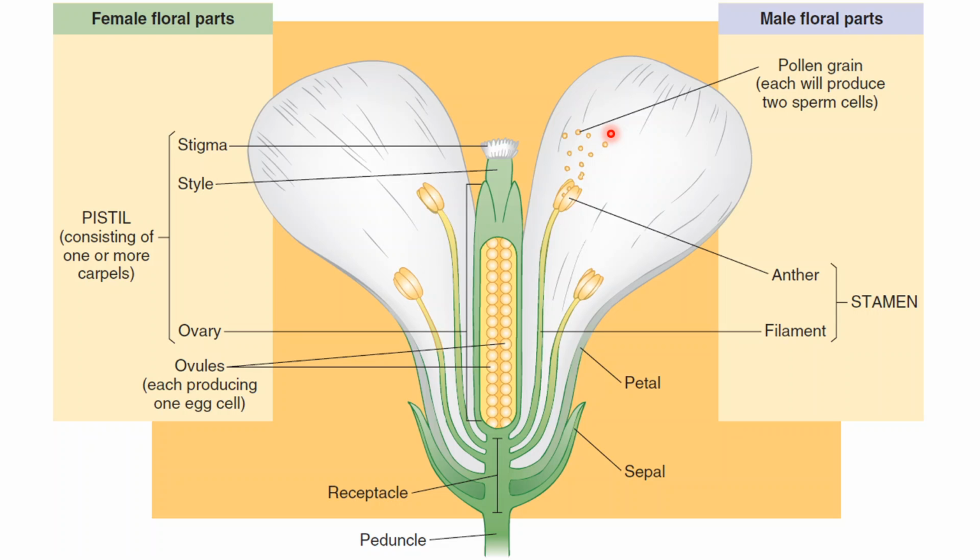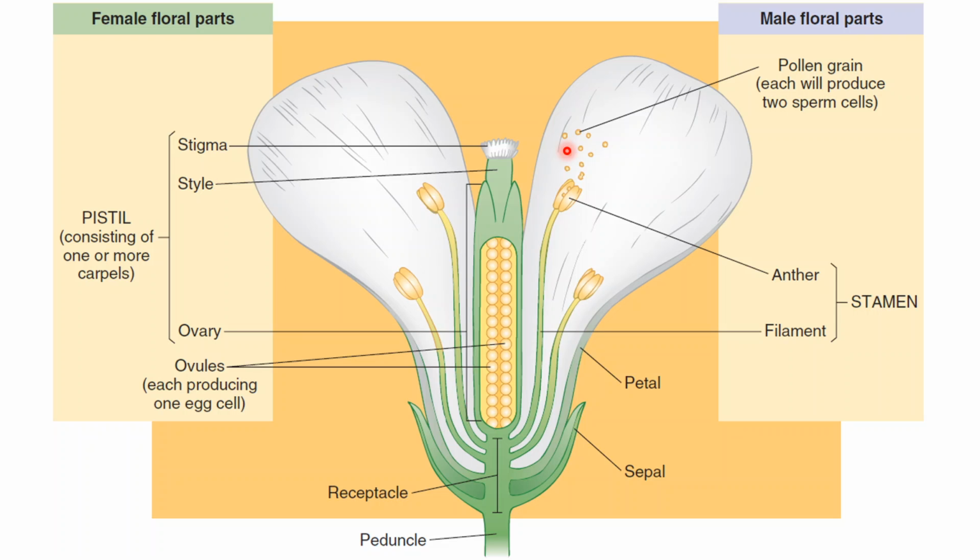At first, each pollen grain consists of two cells surrounded by a tough outer wall. So the wall will protect the pollen from the environment. One cell generates two male gametes, known as sperm cells, and the other produces a pollen tube through which the sperm cells travel to reach the ovule.